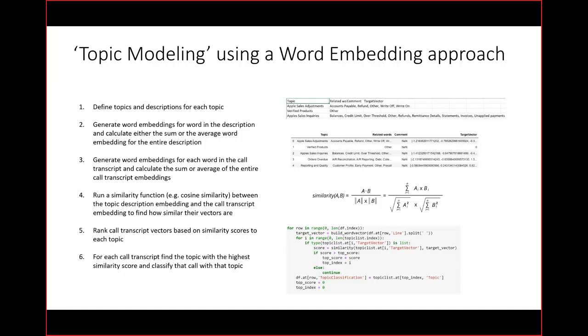And the word embedding approach is essentially approaching it this way. So you first define the topics and descriptions for each of those topics that you want, right? So here, for example, this is a screenshot of how I've defined them. I have this Apple sales adjustments, then I have defined some related words that describe that topic, like these ones: refund, other, write-off, etc. I have another one called Apple sales inquiries that is defined by these terms: balances, credit limit, etc.